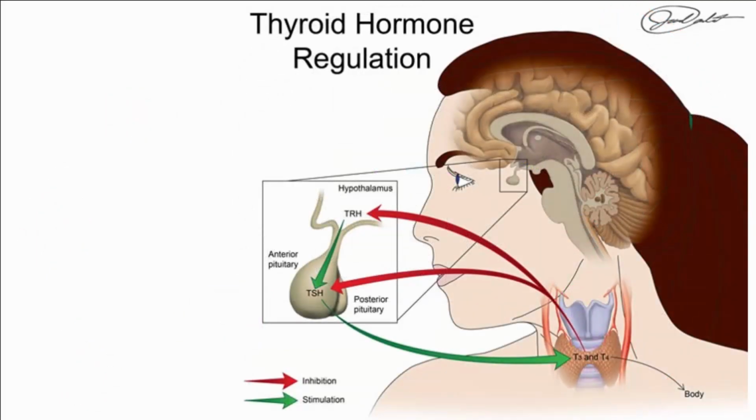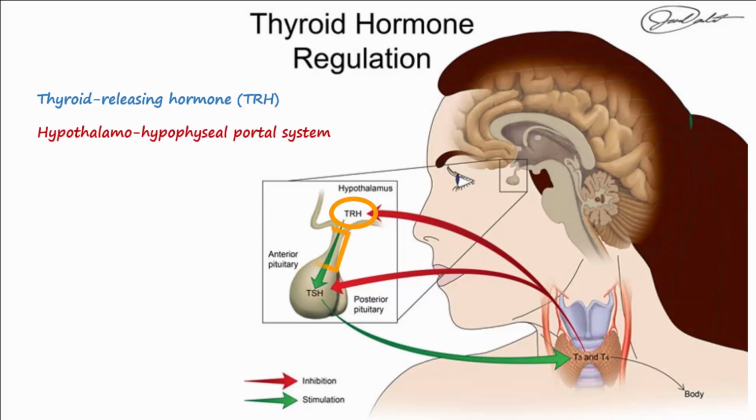Regulation of thyroid hormones ultimately starts in the hypothalamus with the release of thyrotropin-releasing hormone, or TRH. TRH travels a short distance in the blood from the hypothalamus to the anterior pituitary gland via the hypothalamo-hypophyseal portal system. It then stimulates anterior pituitary cells to release thyroid-stimulating hormone, or TSH. TSH then enters systemic circulation and travels to the thyroid gland to stimulate TSH receptors that we just discussed to increase production of T3 and T4.